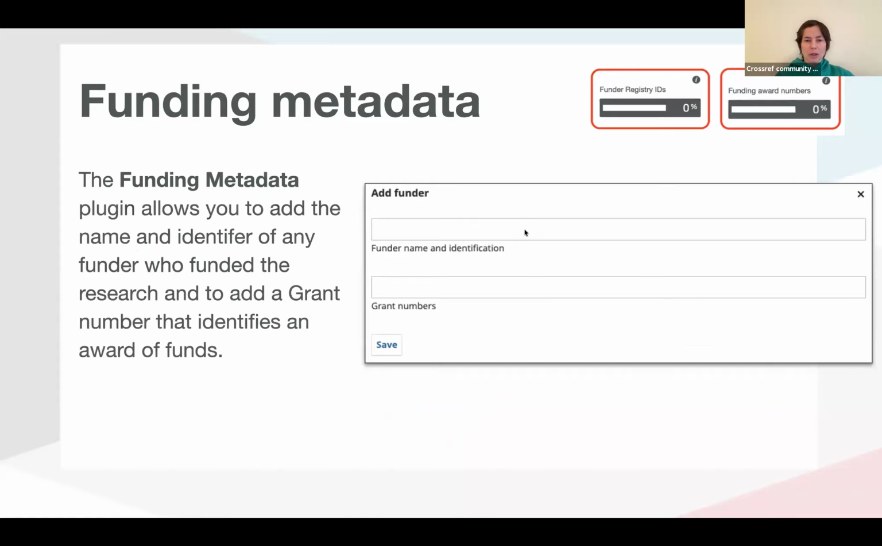You can find the funder name or the identification. You can use a ROR ID or you can use the funder registry IDs. Any of the three is fine, but please use at least one to mention it. And if you have grant numbers, please include them in grant numbers as well.